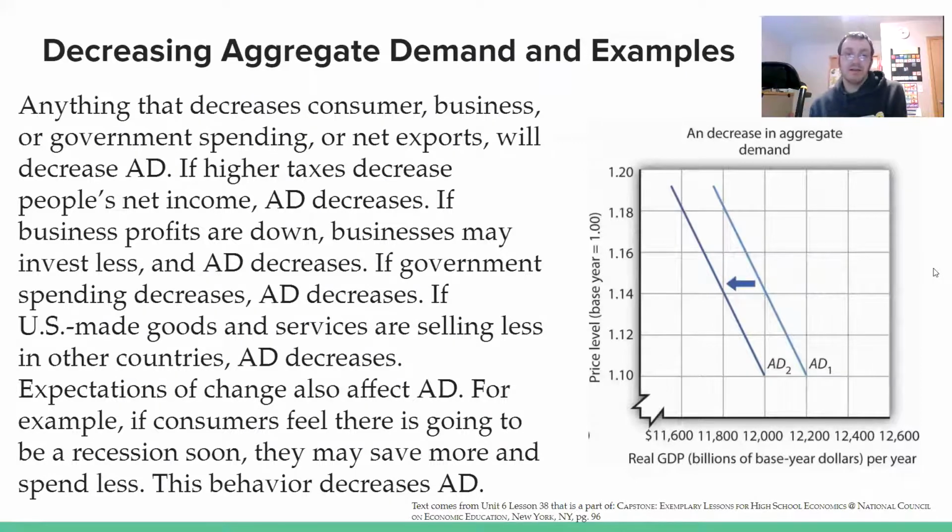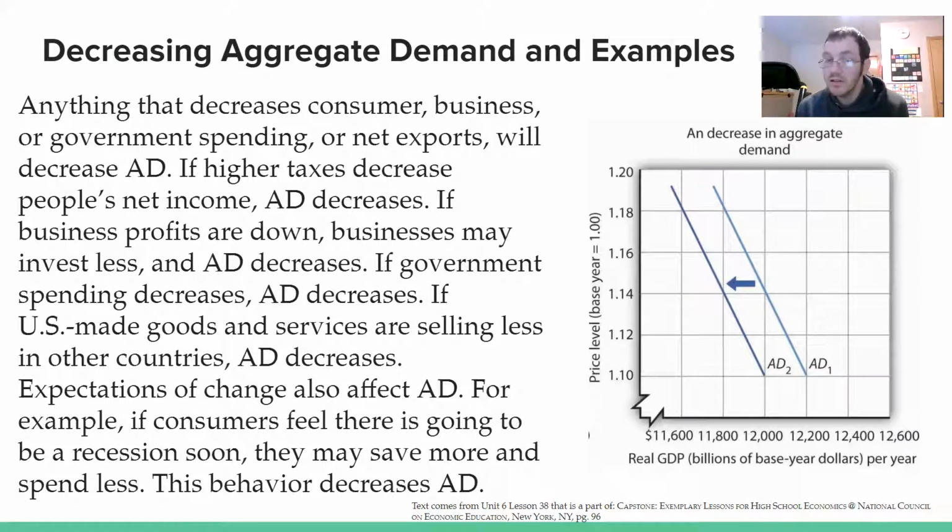Decreasing aggregate demand. Anything that decreases consumer, business, or government spending or net exports will decrease AD. If there's higher taxes, well, then people have less money. There is a decrease in aggregate demand. If business profits are down, businesses might invest less. They might not build a new factory. They may not add on to their existing factory. They may not buy new forklifts. Decrease in aggregate demand. If the government spends less money because they're struggling, decrease in aggregate demand. If US goods and services are selling less in other countries, decrease in aggregate demand.